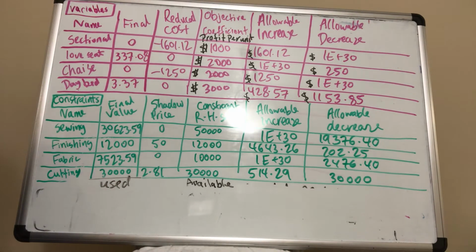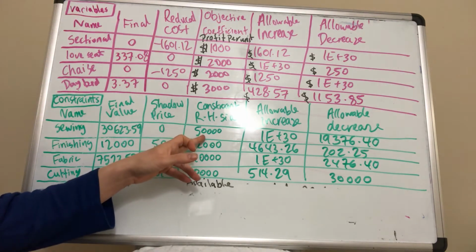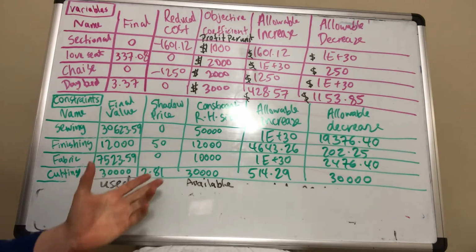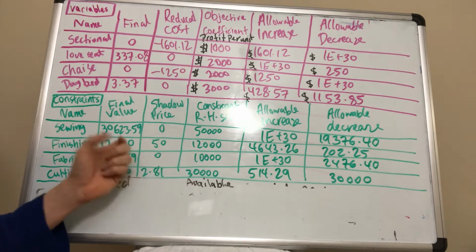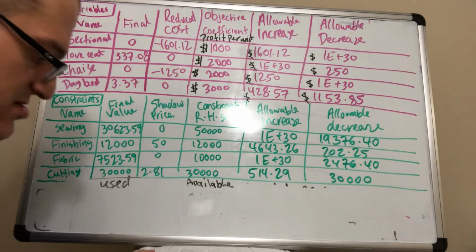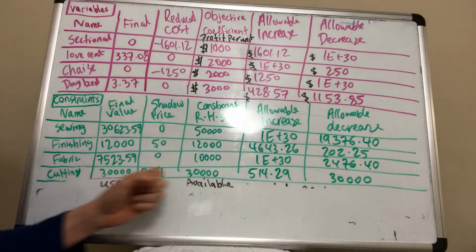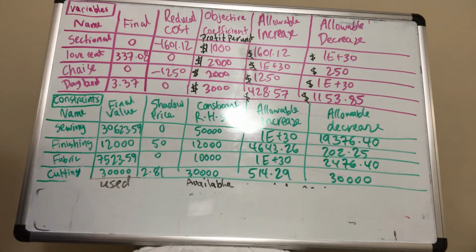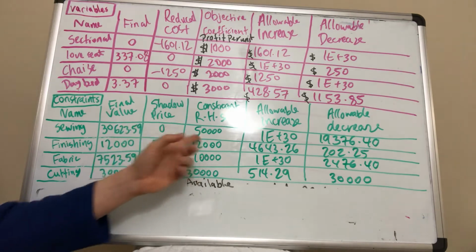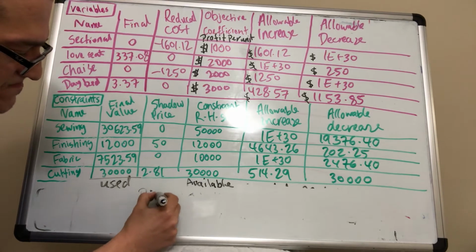So for example, sewing is in minutes. So you have available 50,000 minutes, they're only using 30,000 something. Finishing is also in minutes, available 12,000, you're using 12,000. Fabric is in meters, available 10,000, you only need 7,500. Cutting, available 30,000, and you're using all 30,000. Now, when they say binding, if these two numbers match, then it's binding.